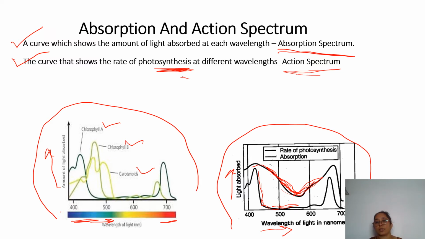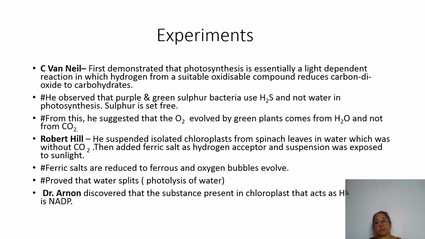Fine. Now next is experiments related to photosynthesis. And here two scientists, Van Niel and Robert Hill, found that in the reaction of photosynthesis, the oxygen we get as the end product comes from the water, not from the carbon dioxide. So in this Van Niel experiment, the scientist first demonstrated that photosynthesis is essentially a light dependent reaction.